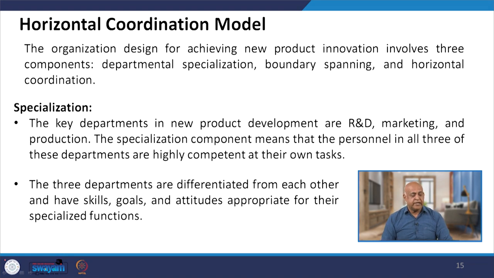The horizontal coordination model is designed for achieving new product innovation. It involves three components: departmental specialization, boundary spanning, and horizontal coordination. When we are talking about specialization, the key departments in new product development are R&D, marketing and production. The specialization component means that the personnel in all three of these departments are highly competent at their own tasks. These departments are differentiated from each other and have skills, goals and attitudes appropriate for their specialized functions.